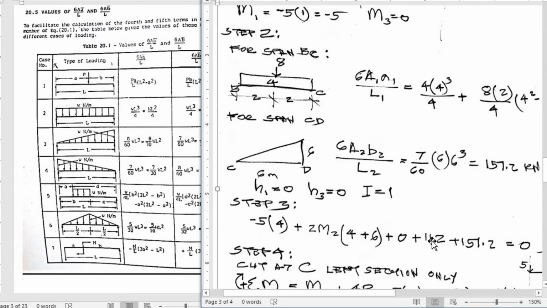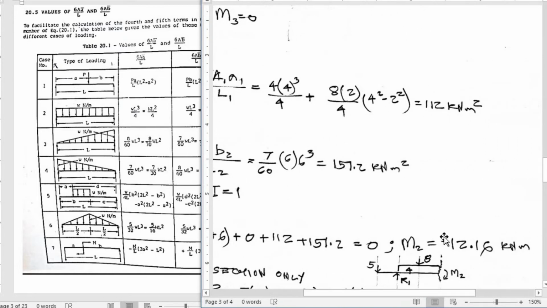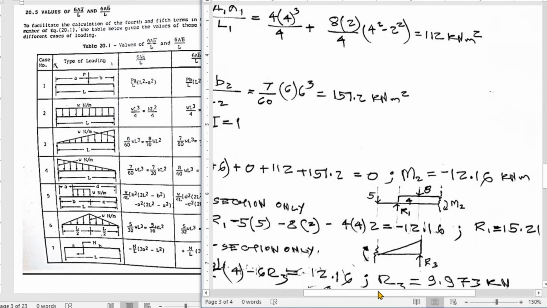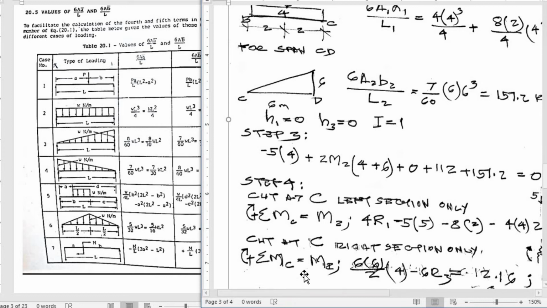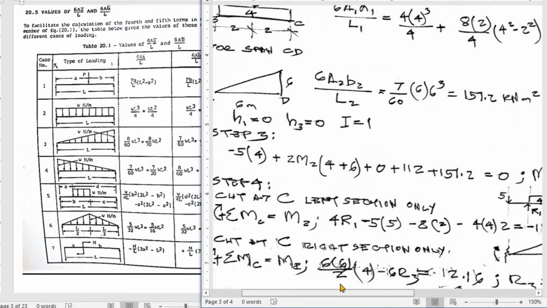And then, this is 6A1 all over L1. And then, ito naman, 6A2 all over L2 is equal to 0. Ang unknown mo na lang dito ay M2, which gives us negative 12.16. And then for step 4, magkakat na tayo ng section. Okay, so step 4, that is solving for the reactions. Now let's cut section at C.